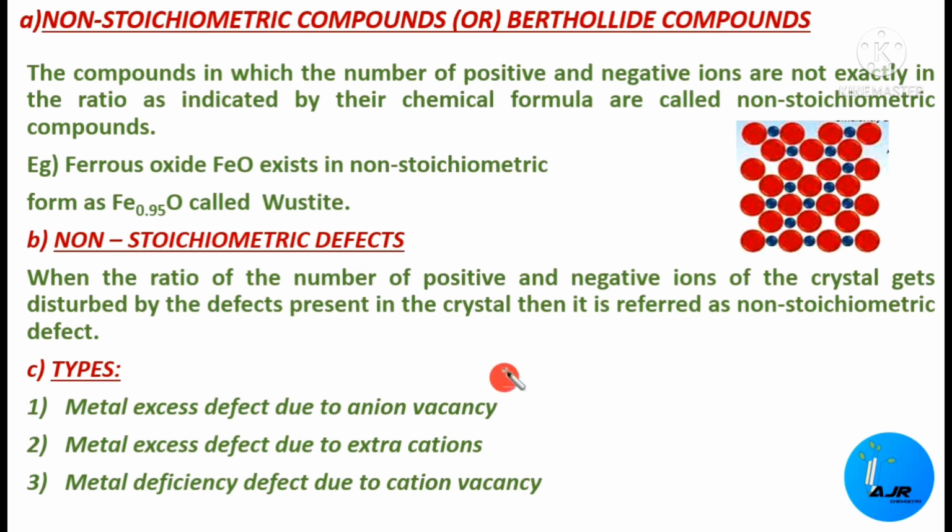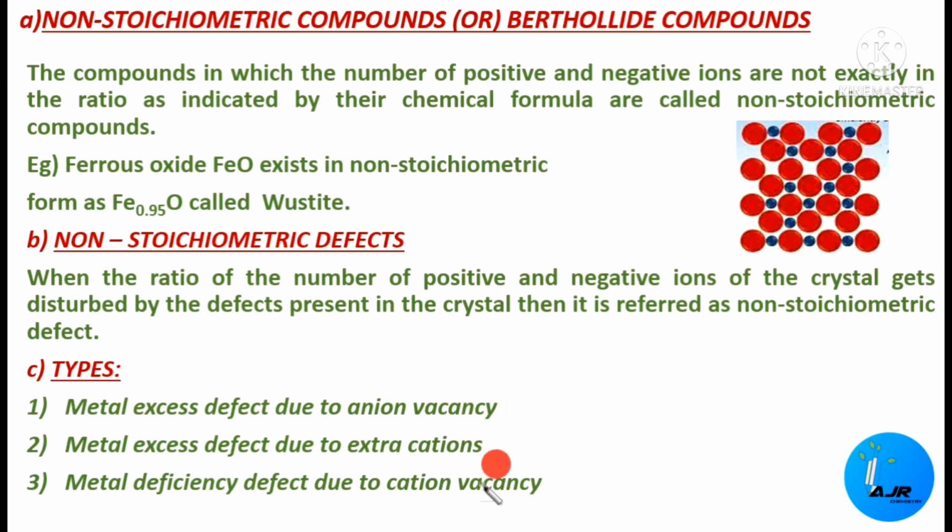If the positive particles are in excess, then the charge will be balanced by the presence of extra electrons. In case the negative particles, that is anions, are in excess, the charge will be balanced by the metal atoms acquiring a higher oxidation state. Understood? If cations are more, it will be neutralized by electrons, and if anions are more, it will be balanced by higher oxidation state of the metal atoms. Understood, students?